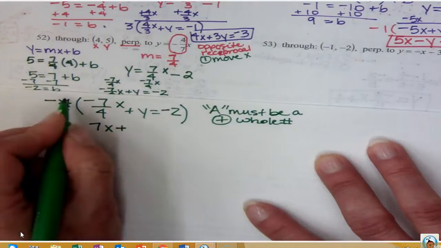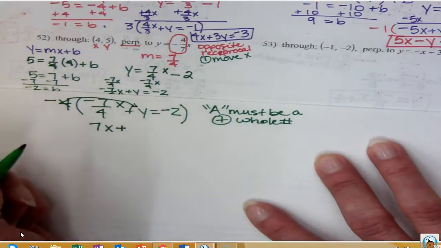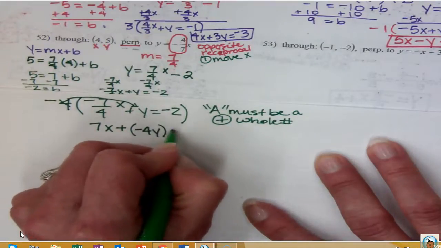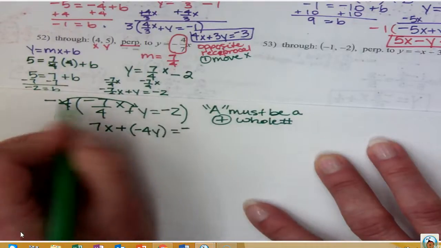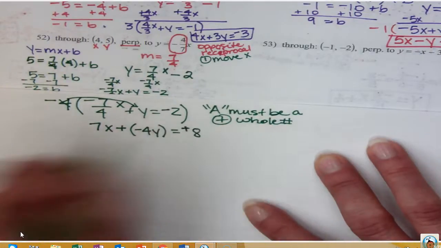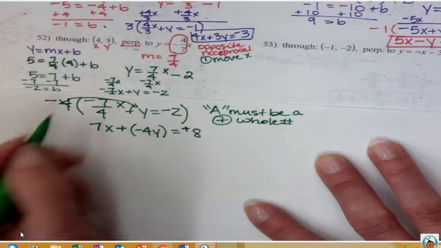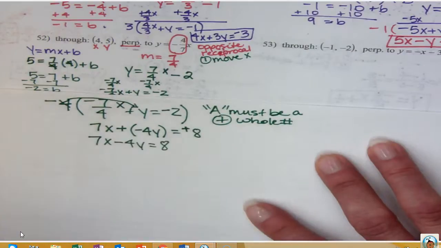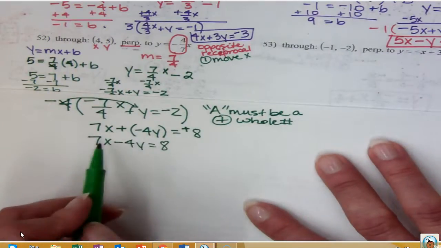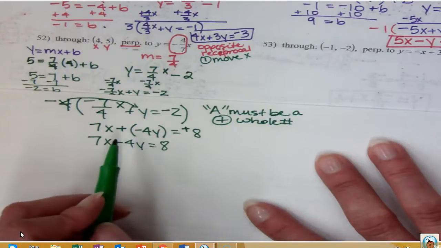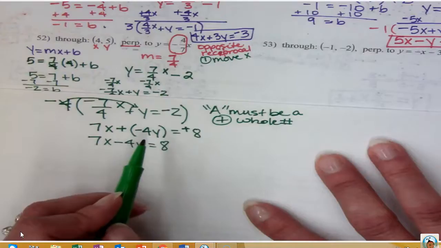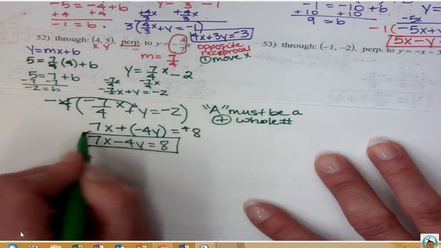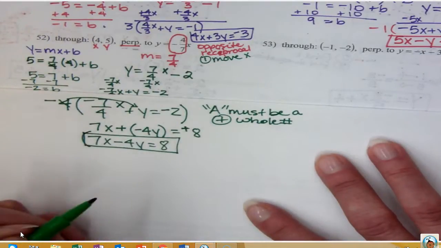But I also need to multiply that -4 times my y as well. So I get -4y equals negative times a negative is +8. So I kind of made a mess of that, and the way that I'm going to rewrite that is 7x minus 4y equals 8. These are the same thing, it's just that I put a plus, so I put the 4y in parentheses. So this is my answer. This is okay too. All right.